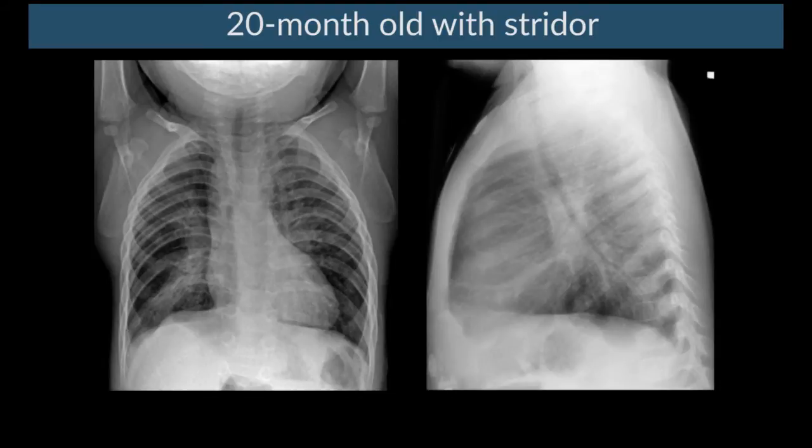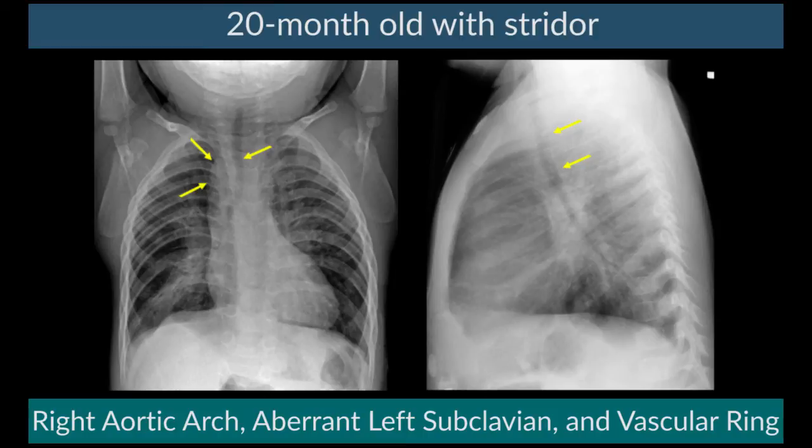This 20-month-old presented with acute onset of stridor, and we can see that the trachea on the frontal film, rather than being slightly to the right of midline, is to the left of midline and is mildly displaced by a structure to the right side. On the lateral view, the trachea is anteriorly displaced by a structure running posterior to it. This is a child with a right aortic arch and aberrant left subclavian, causing a vascular ring.